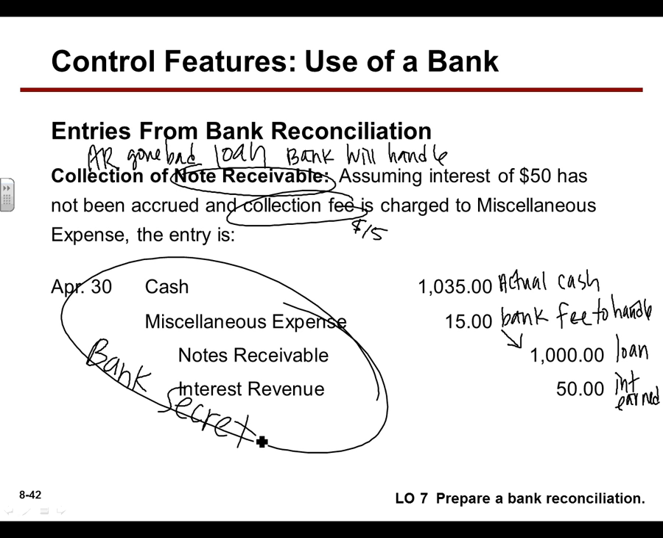This is the hardest journal entry to do. Just go back to what you know, though, about accounting. Your debits need to equal your credits. If we have a $1,000 loan and $50 receivable, we're going to get most of that money, but I have a feeling the bank's going to charge us for handling all of this secret.